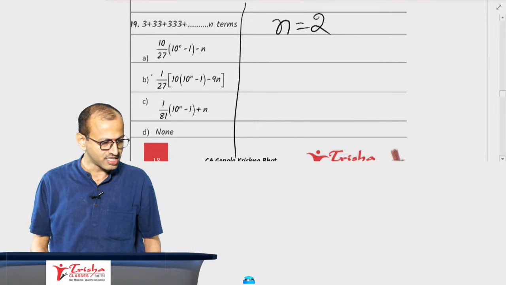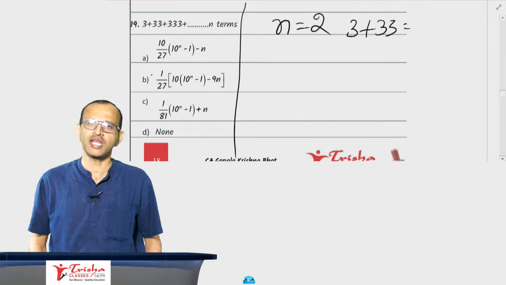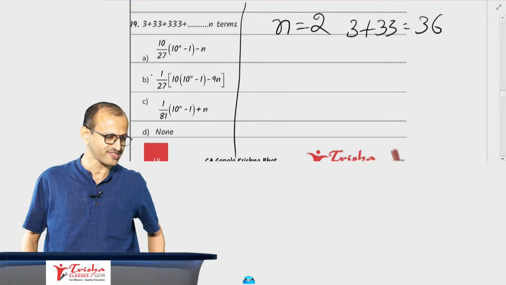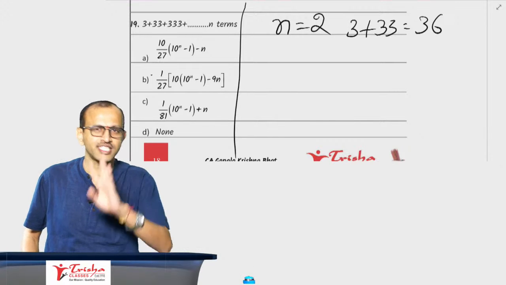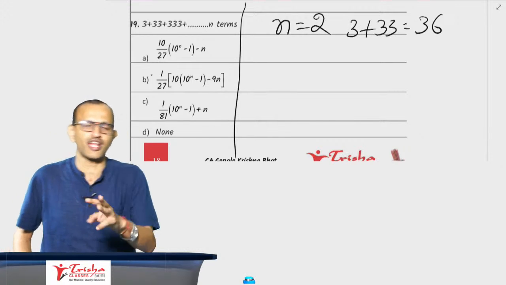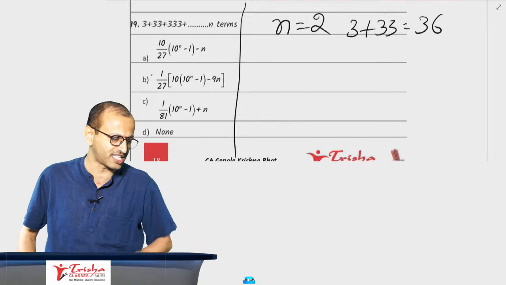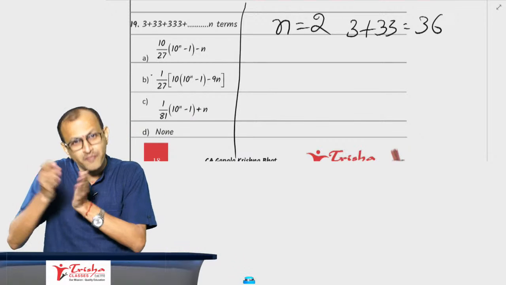It becomes, Srijan says, 3 plus 33. You can do that in the calculator. How much is the answer? 36. So interesting, huh? If there are 2 terms, the total is 36. If there are 3 terms, all of you use calculator, 3 plus 33 plus 333, it should be 369. Don't take big, take small.